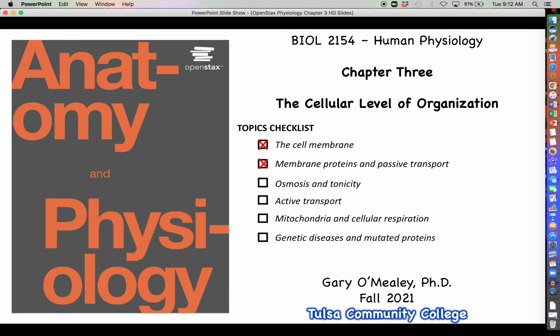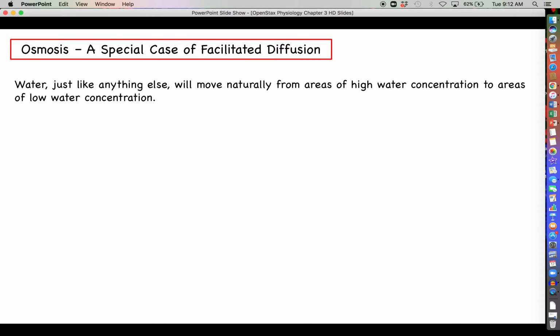This time we are going to take some concepts that we established in the previous video and specifically apply them to the movement of water across the plasma membrane. Of course, we are talking about osmosis. So without further ado, let's go ahead and see what we got here.